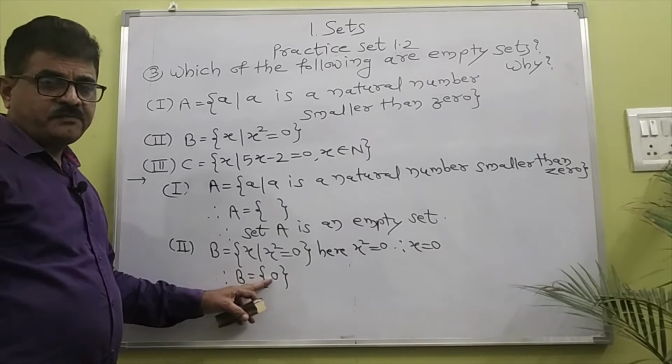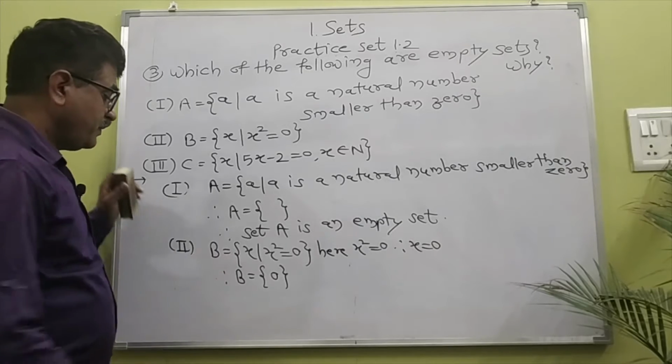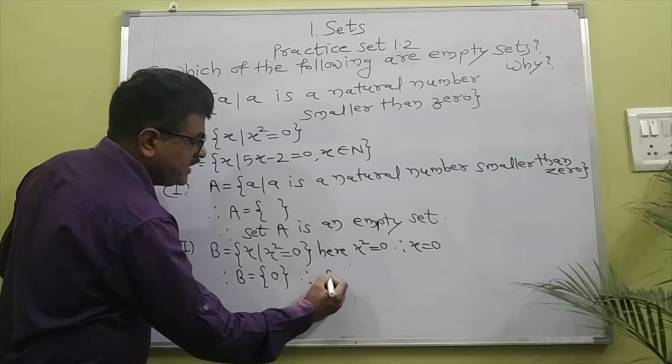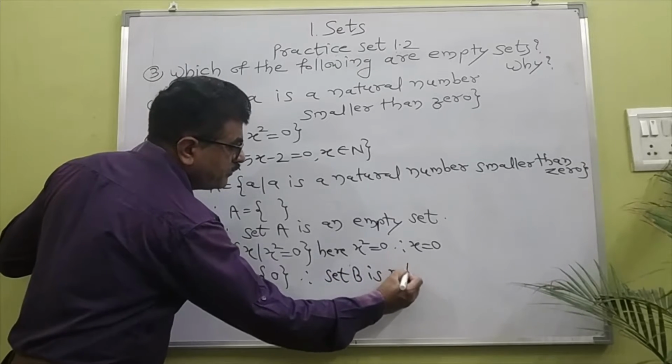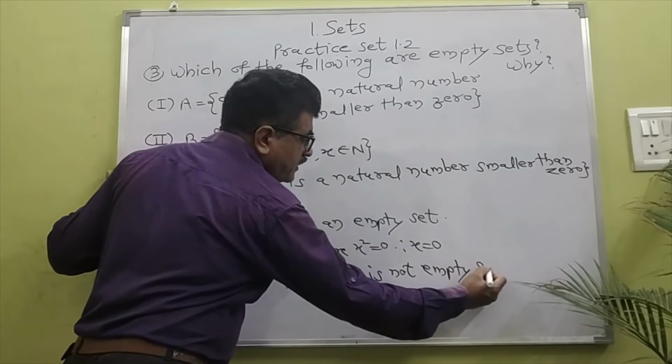यामध्ये एक एलिमेंट आहे, म्हणजे empty set आहे का? नाही. Therefore, set B is not an empty set.